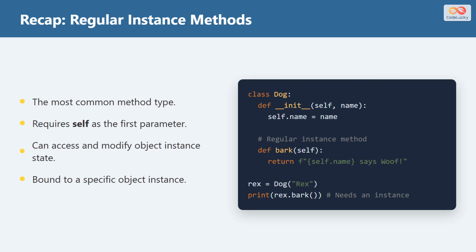First, let's quickly recap regular instance methods. These are the methods you use 99% of the time. They always take self as the first parameter, which points to the specific object you are working with. You use these when you need to access or modify data unique to a specific instance, like a dog's name.